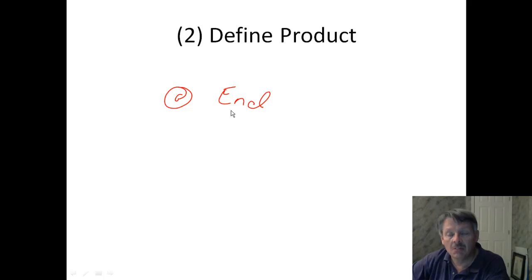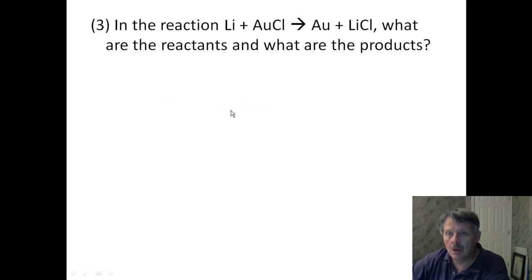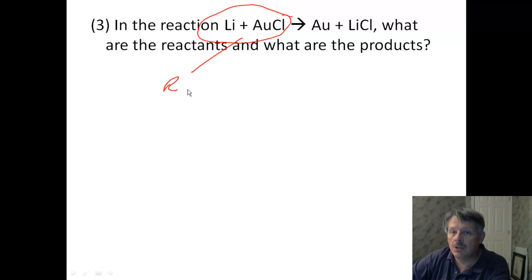Eggs. Right. In the reaction, lithium plus gold chloride gives you gold plus lithium chloride. What are the reactants and what are the products? The things that are starting, the things that are there first are the reactants, and the things that are there after the reaction, note the arrow. This arrow right here tells you which direction it's going in, and over here are the products. So the reactants are becoming products.